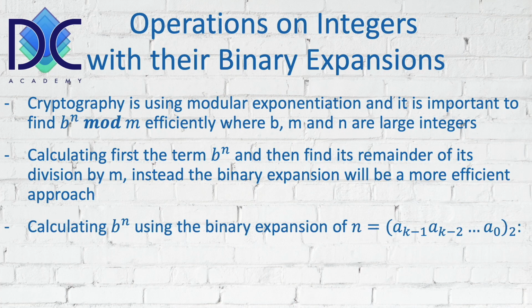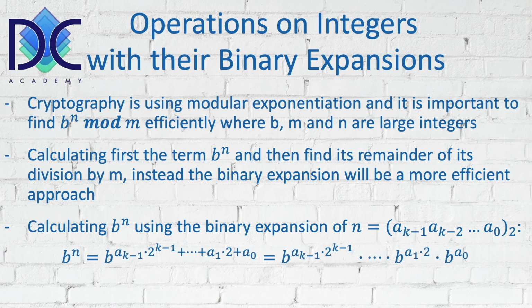Now, instead of using b to the power n directly, we can replace n by its binary expansion. So we're going to write n as a binary expansion, which means that b to the power n is equal to b to the power of the binary expansion of n, which means that we have in fact b multiplied with the powers of these different components of the binary expansion.